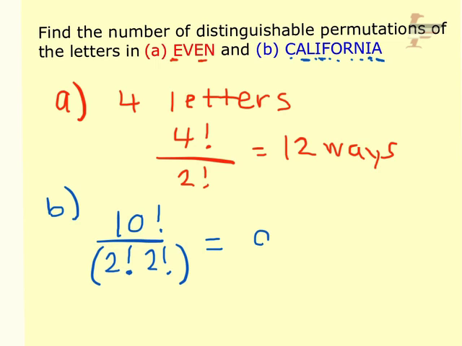And I get 907,200 different ways — who knew, right — that you can arrange the word California and make it distinguishable. So again, distinguishable means that if I switched around these two A's, I wouldn't notice the difference. It's not distinguishable.